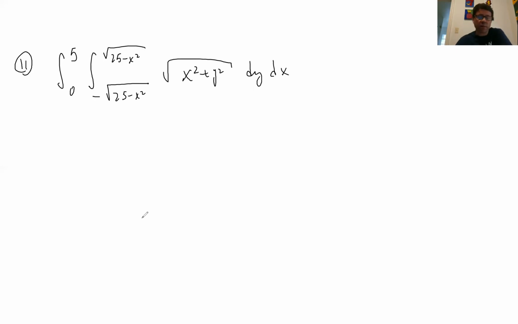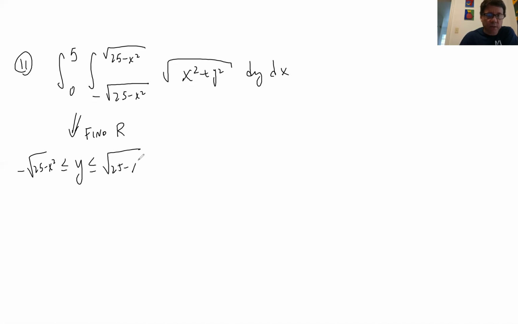So this represents the volume under a surface above some region. And it's ugly, kind of a pretty mathy book kind of problem, but anyway, in order to do this, we need to work backwards, and we need to find the shadow region. We need to find R. So that means that y is between the two curves, minus the square root of 25 minus x squared and positive square root of 25 minus x squared. And x is between the two numbers, 0 to 5.